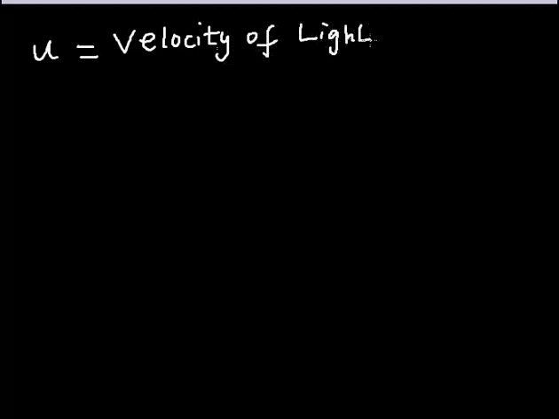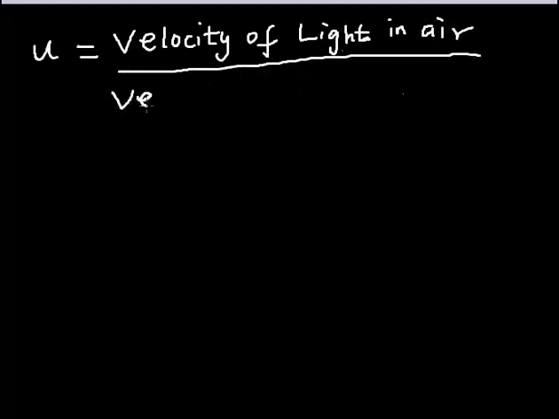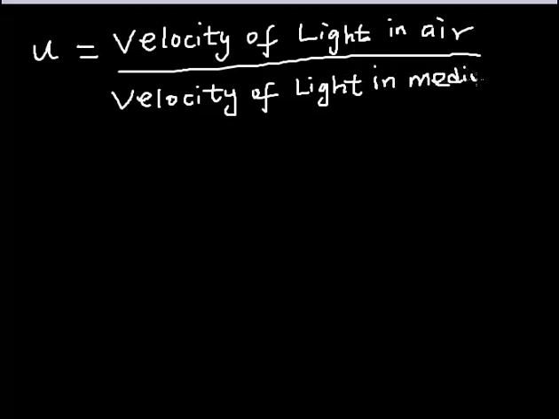Now there's another way of expressing the refractive index of a medium. Refractive index of a medium can also be expressed as the velocity of light in air divided by the velocity of light in that medium. The reason is that anytime light undergoes refraction, the velocity changes. In fact, what causes refraction is the change in velocity, because the light is moving from a region of different densities. So refractive index can also be expressed as velocity of light in air divided by the velocity of light in that medium.